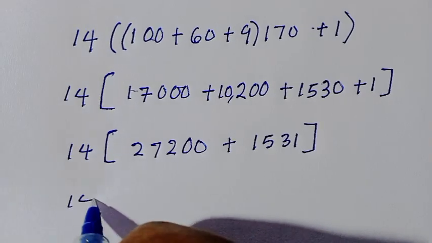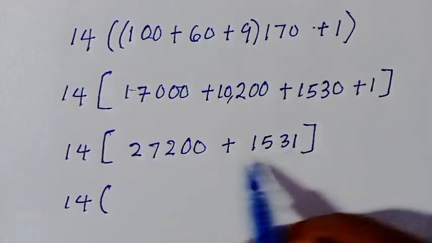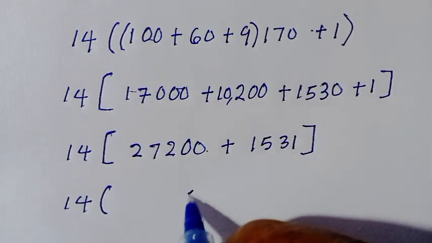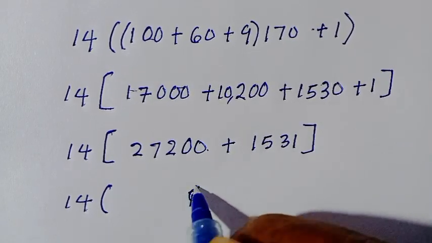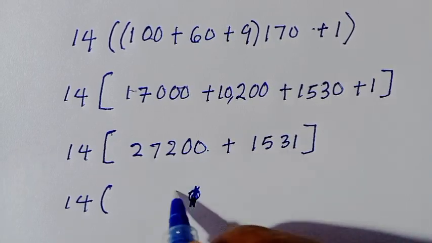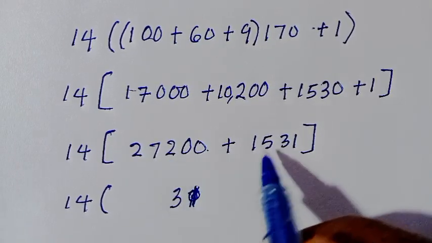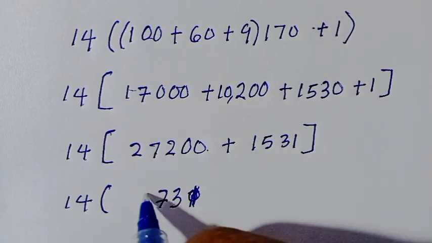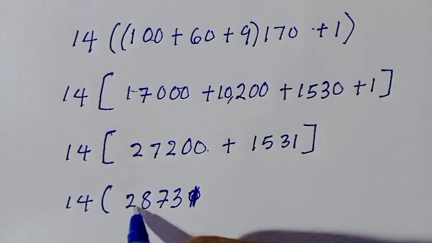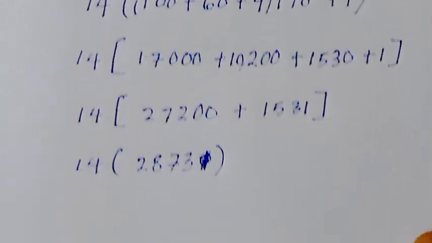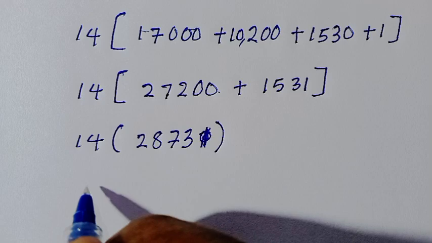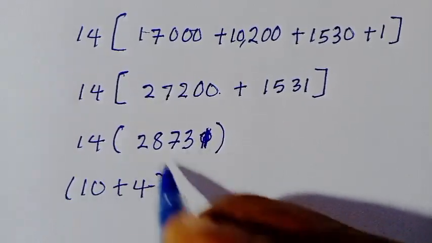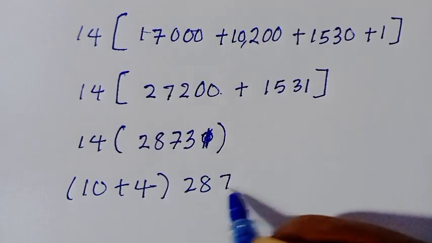By adding this together, we have 14 into bracket of the addition of this, we have 1 plus 0, that is 1, 0 plus 3, that is 3, 2 plus 5, that is 7, and 7 plus 1, that is 8, and here is 2. Alright, next we are going to separate this as the addition of 10 plus 4. This is still 14, then multiply by 28731.